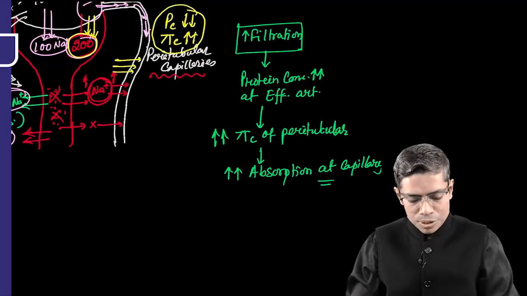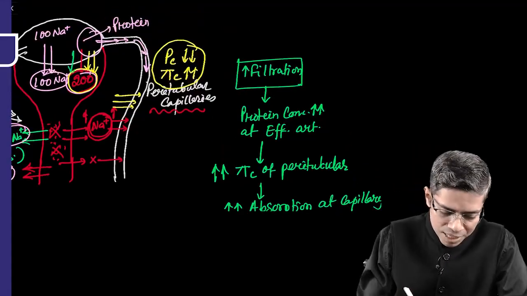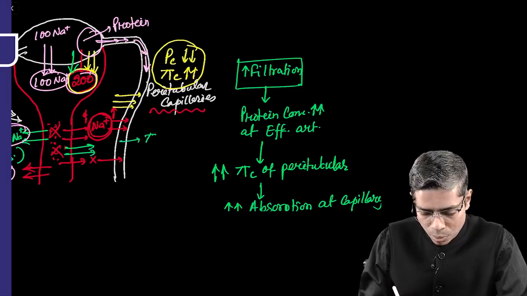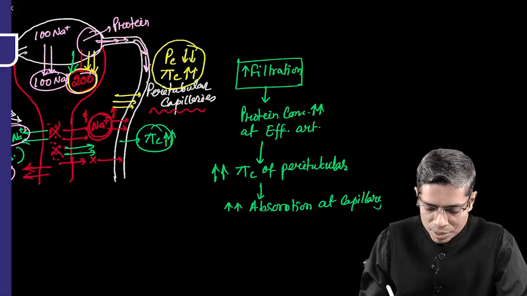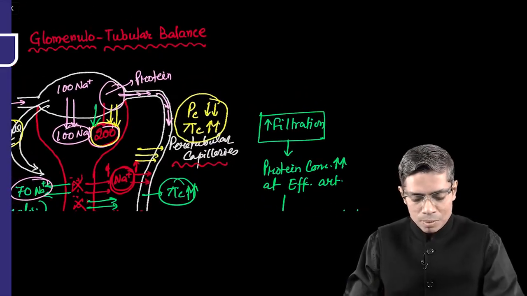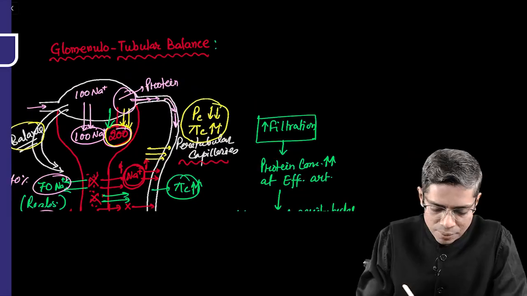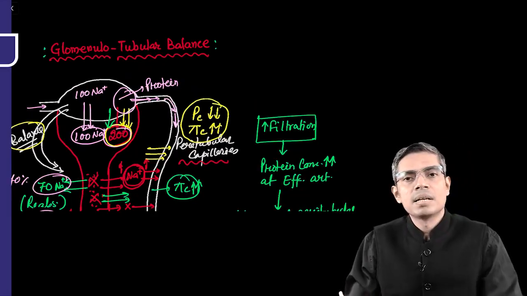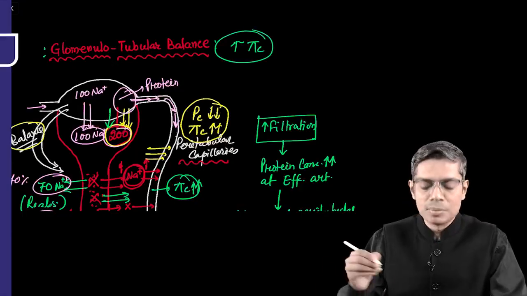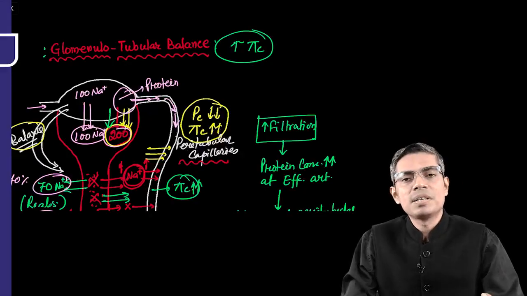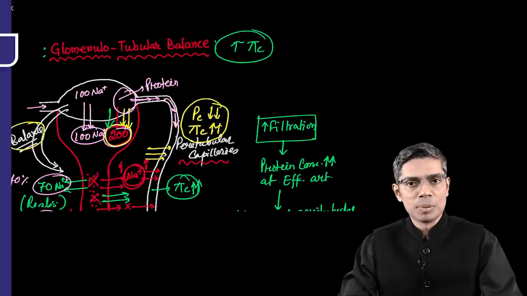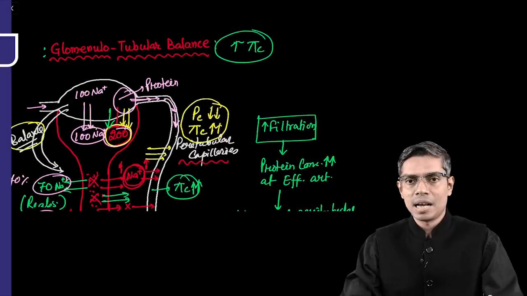So that's why I told you that whenever there is more filtration, more reabsorption is only possible because the oncotic pressure at the level of the peritubular capillary is becoming higher. So now if I ask you, what is the main reason or mechanism for this glomerulotubular balance? More filtration means an increase in the oncotic pressure of the peritubular capillary, and that is reabsorbing more solute as well as water. This is known as glomerulotubular balance. I hope you get it.